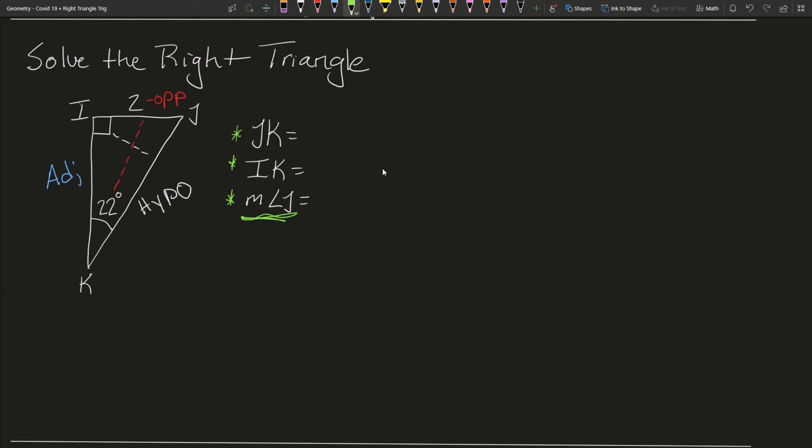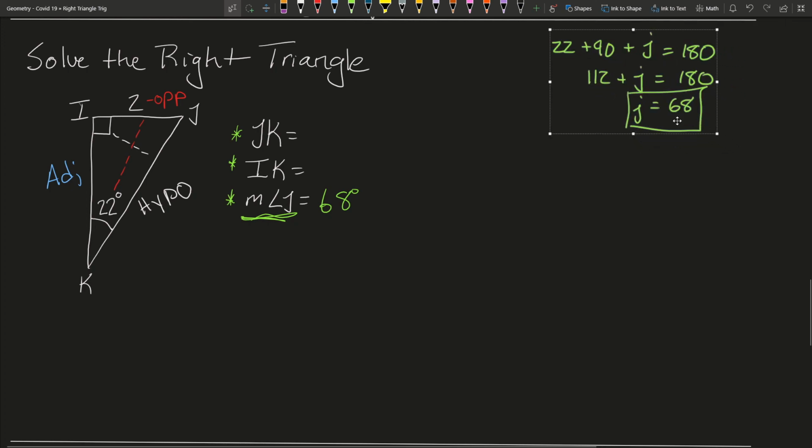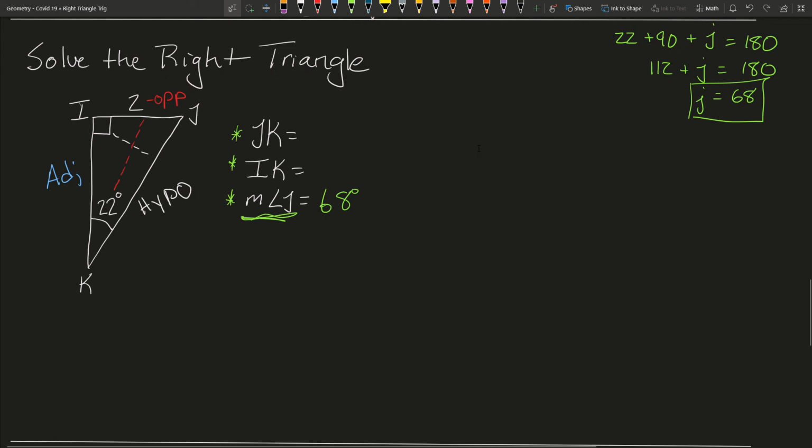Okay. But again, solving for the measure of angle J should be the easiest thing that you do, because we know that 22 plus 90 plus angle J is equal to 180. So that's the first part of our answer. Again, that's quick and easy. And then we can start solving for sides. All right, so I'll solve for JK first.